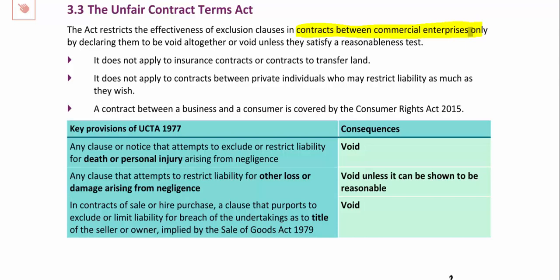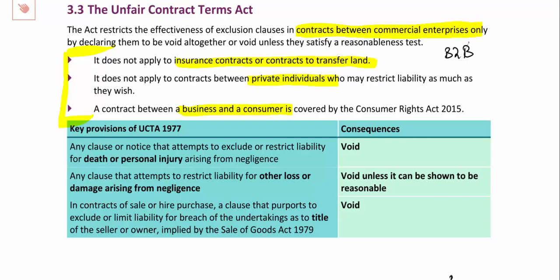Now, the Act actually goes on to define what a reasonable test will be and what we should consider. So we'll look at that in a moment. First thing to note, and this is something the examiner loves to test, this Act doesn't apply to insurance contracts or contracts for the sale of land. Doesn't apply to contracts between private individuals. So if you're selling your car to your neighbour, say, something like that. And it doesn't apply to contracts between businesses and consumers. Okay, so the Unfair Contract Terms Act is now business to business only.